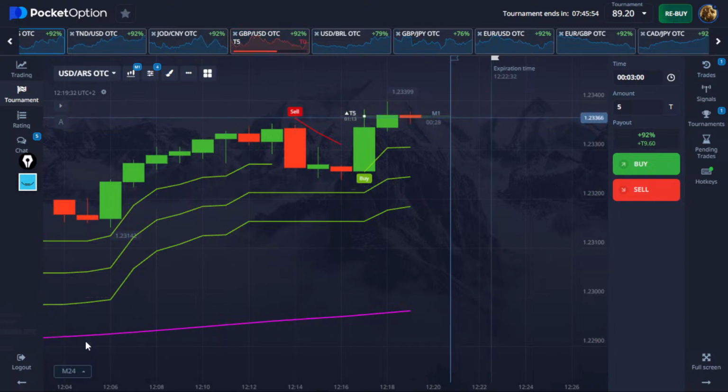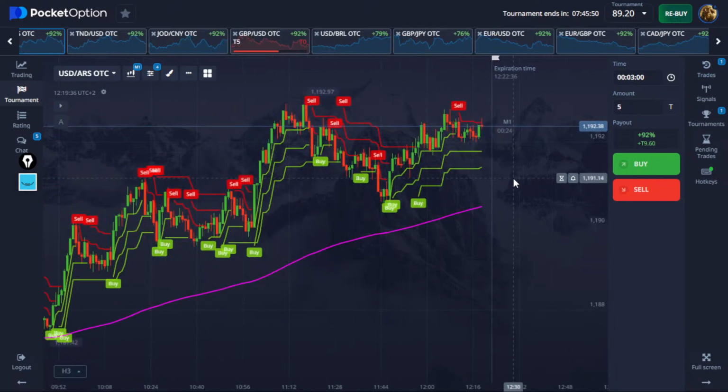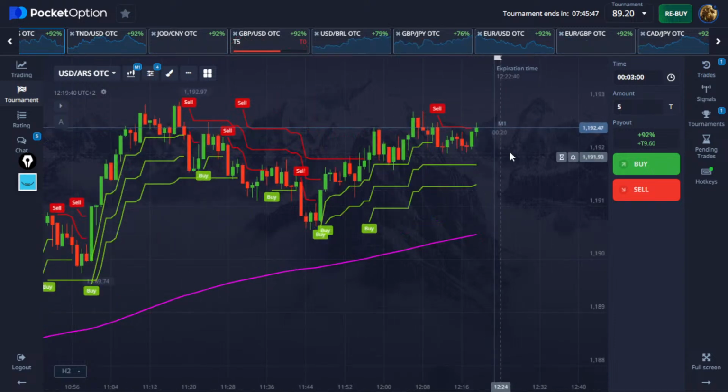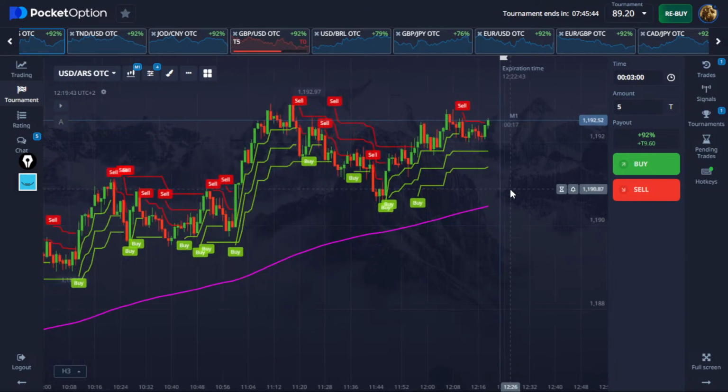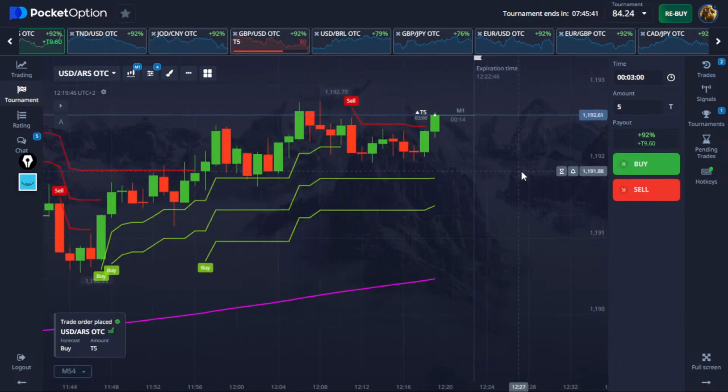We have an alarm over here. Okay. The EMA for some reason, Pocket Option is glitchy, so always zoom out to get the proper position. I'll go for a buy here.